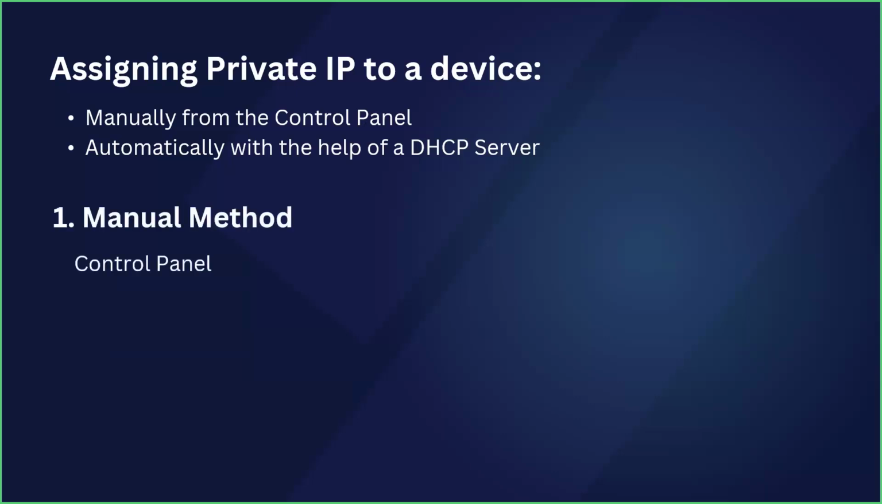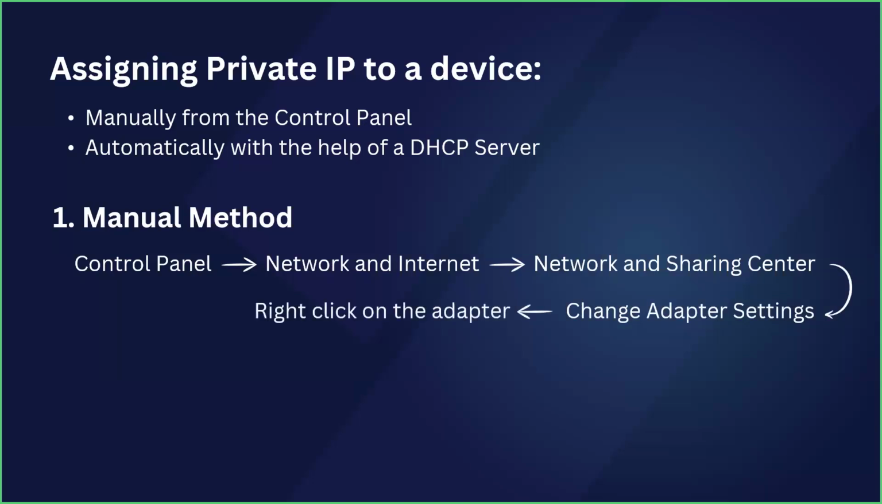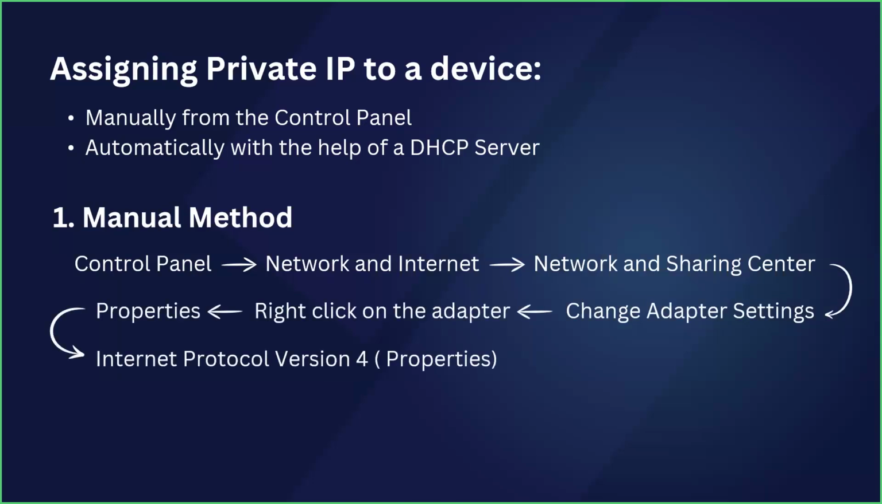In the control panel, you go to network and internet. In network and internet, you go to network and sharing center. In that, you go to change adapter settings. You right click on the adapter and then you go to the properties and assign an IP address there. So that is the entire step-by-step procedure of assigning a private IP yourself.